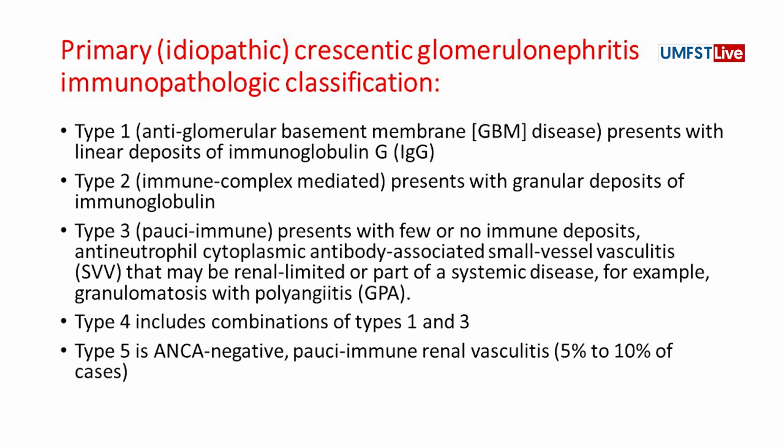Type 3, pauci-immune. It's important because in immunofluorescence we usually don't see anything. Type 4, a combination of type 1 and type 3. Type 5 is ANCA negative, pauci-immune renal vasculitis. Unfortunately, we started to see some of them. But in our routine, we don't say these types, we say what we see.